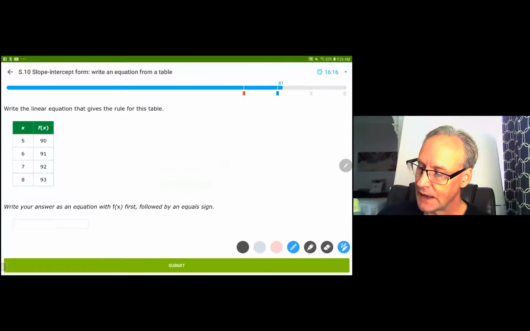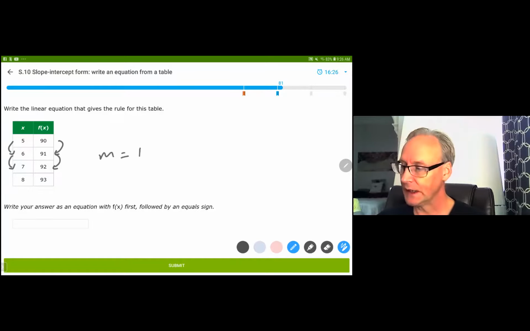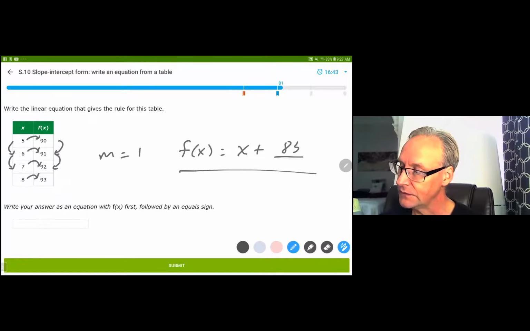Okay, now this time, let's see. It looks like we're going up 1 each time, doesn't it? And we're going up 1. So my slope is 1. If my slope is 1, I know that it's going to look like this: f of x equals 1x plus some number. Well, if I know it looks like this, then it's very clear that I had to add 85 to get to the f of x value. So 85 is my b value.